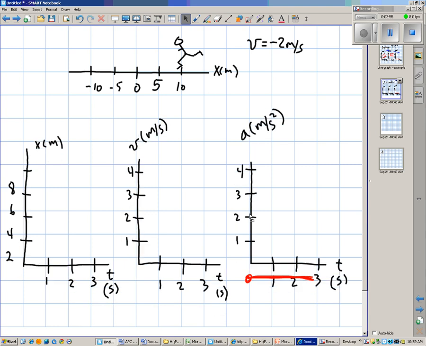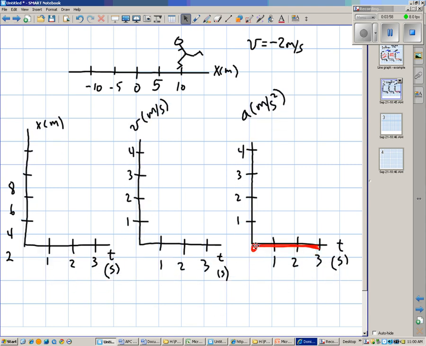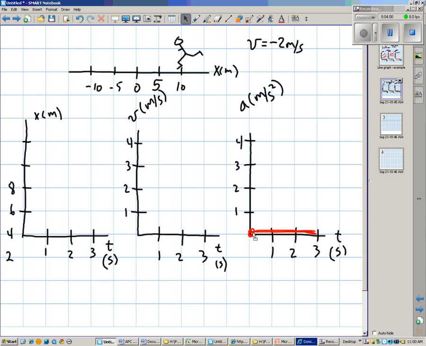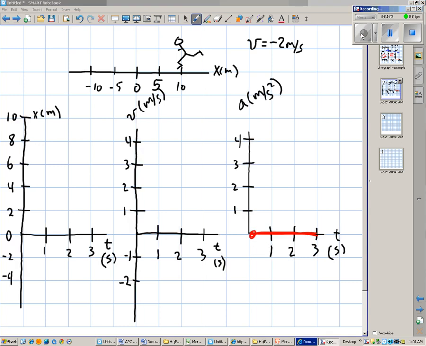I should have had my graph a little bit better set up here, but we'll fix that right now. Since we're moving at negative 2 meters per second, it's going to be a straight line across like this. And now we know that our starting point is 10, so we have to be way up here at time equals 0. We know that we're moving at negative 2 meters per second. So after 1 second, I'm at the 8-meter position. After 2 seconds, I'm at the 6-meter position. After 3 seconds, I'm at the 4-meter position. So this is my motion right there.